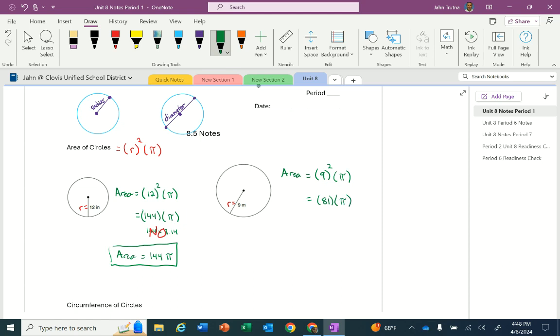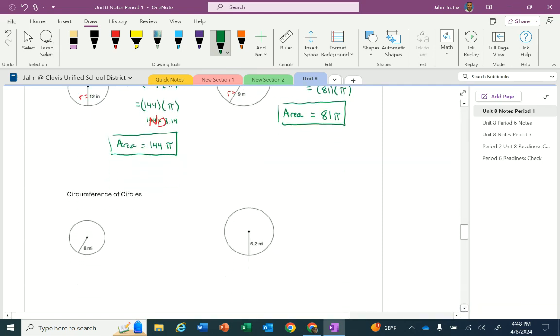So that gives me an area, and once again, do not multiply 81 times 3.14. You just put the answer with pi in your answer. So the area of the circle is 81 pi. Okay, and that's all you have to do. We know that pi is about 3.14, and if we really wanted to multiply it out, we could. But everything we're doing today with circles, we are writing our answers always with pi in your answer.